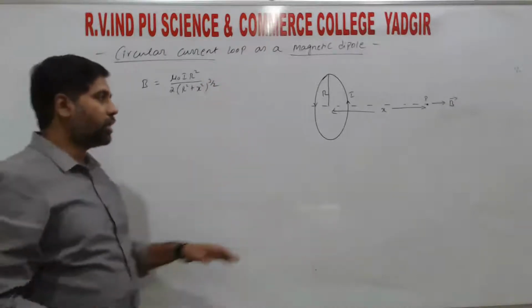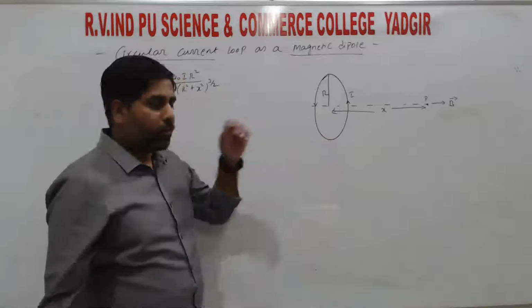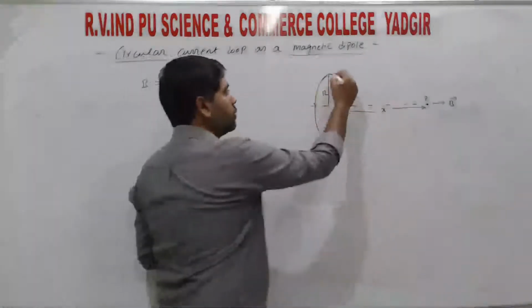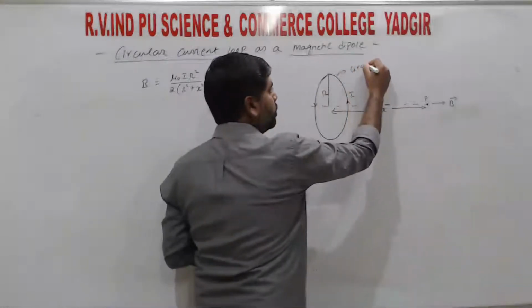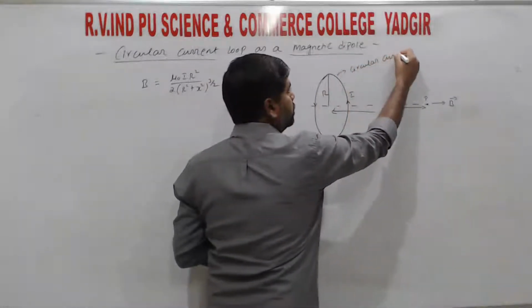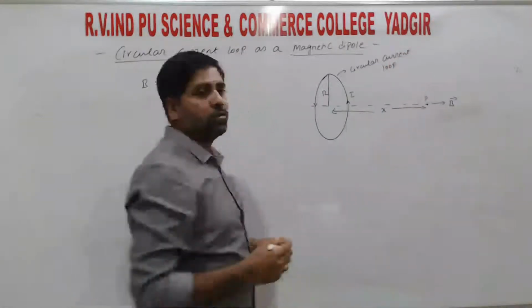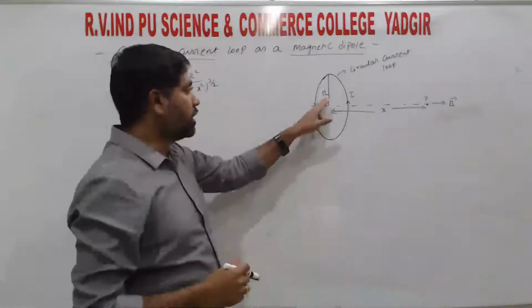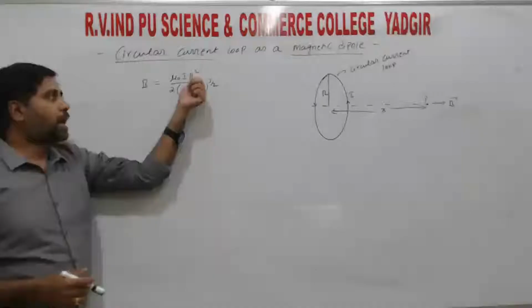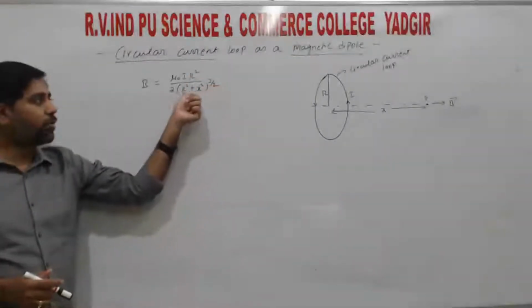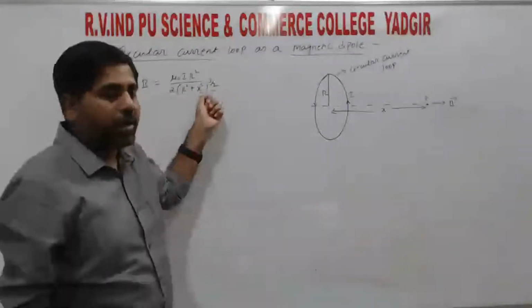So we derived this in the previous class, right? So circular current loop is there. So this is the circular current loop, right? So this circular current loop having the radius r, and we can find the magnitude of the magnetic field with r square plus x square whole power 3 by 2, right?